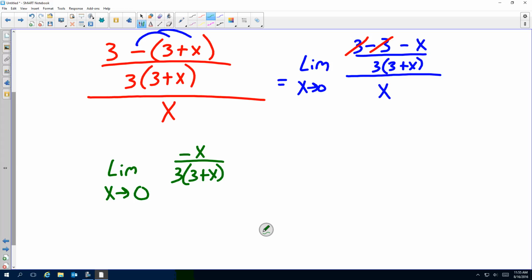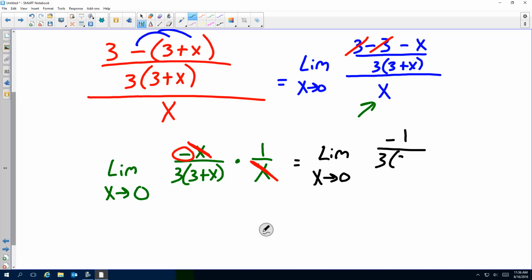And dividing by this x over here is the same thing as multiplying by 1 over x. Do we agree? Dividing by fractions, easy as pie. We're just going to flip the second and multiply. So again, dividing by an x is the same thing as multiplying by 1 over x. Well, when I write it this way, it looks really pretty because I can cancel out an x and an x. But don't forget I'm left with a negative sign. Okay? So this simplifies down to the limit as x approaches 0 of negative 1 over 3 times 3 plus x. I've done a lot of math and a lot of simplifying and canceling.